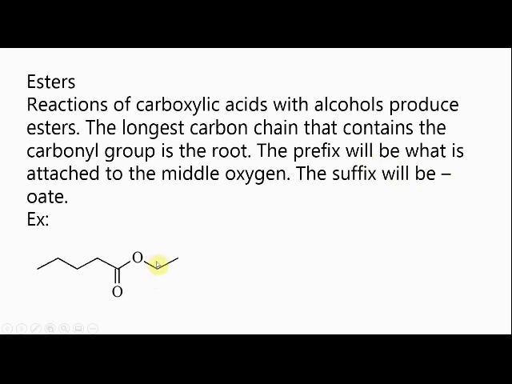The root is this, starting at the carbon with the double bond on it. So there's carbon 1, 2, 3, 4, 5 carbons. So it's going to be a pentanoate, and attached to that is a 2 carbon chain, and so this becomes ethyl pentanoate.